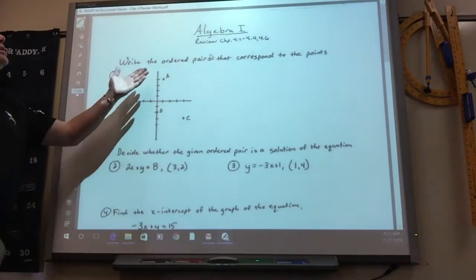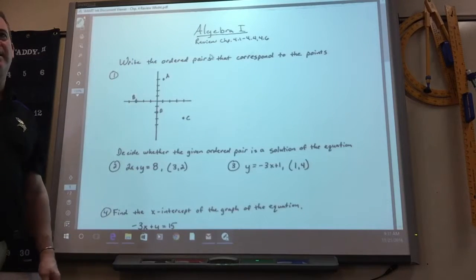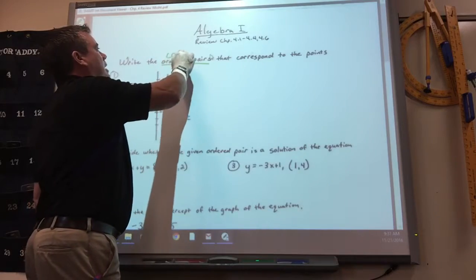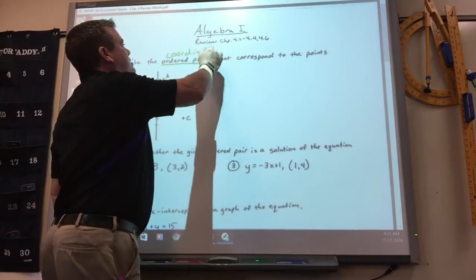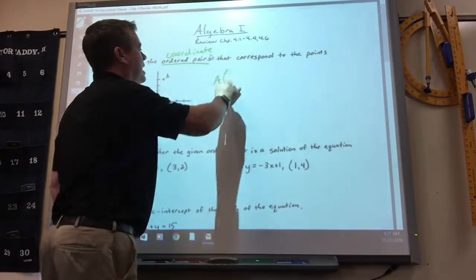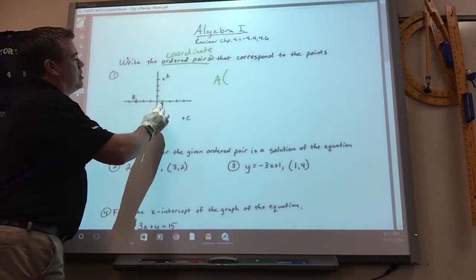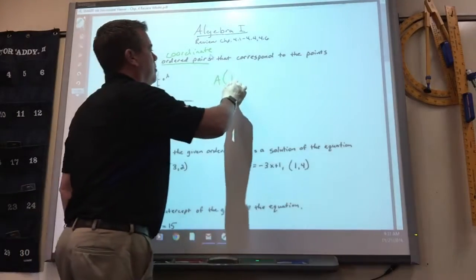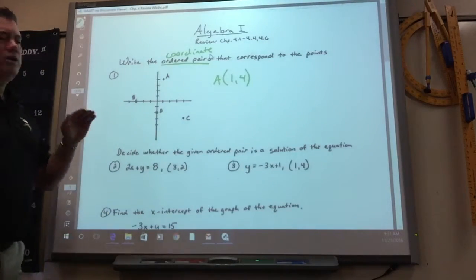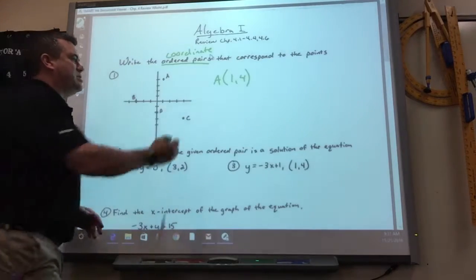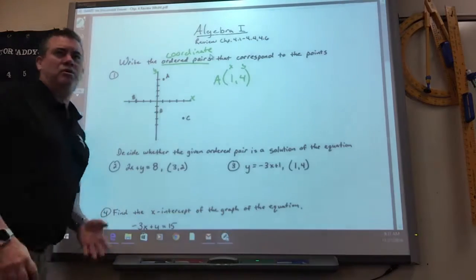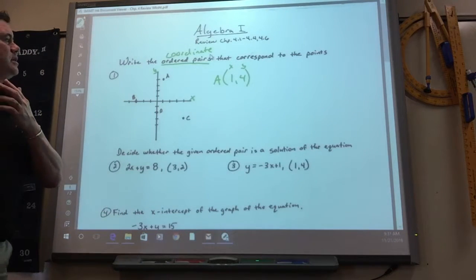So for the first one, you have to write the ordered pairs. So remember, an ordered pair is a coordinate. And you got to write it as a coordinate or else you get a point taken off. So point A is 1 over, 1, 2, 3, 4 up. So remember, on your points, the coordinates do go side to side because it's x, y. These are ordered. That's why they're called ordered pairs, alphabetical order.